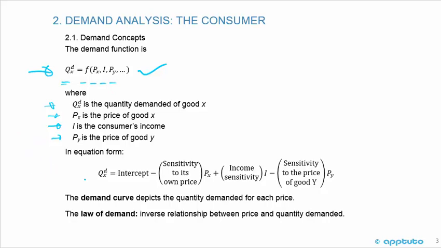So in the equation form, the quantity demanded of X is the intercept minus the sensitivity to its own price times the price of X, plus the income sensitivity times income, minus the sensitivity to the price of good Y times the price of Y. So the demand curve depicts the quantity demanded for each price, okay? The law of demand: there's an inverse relationship between price and quantity demanded.